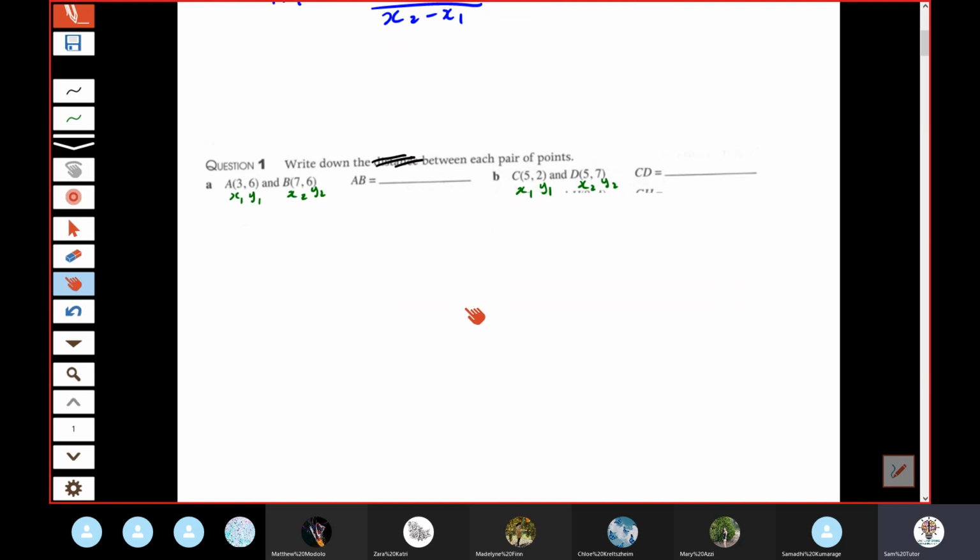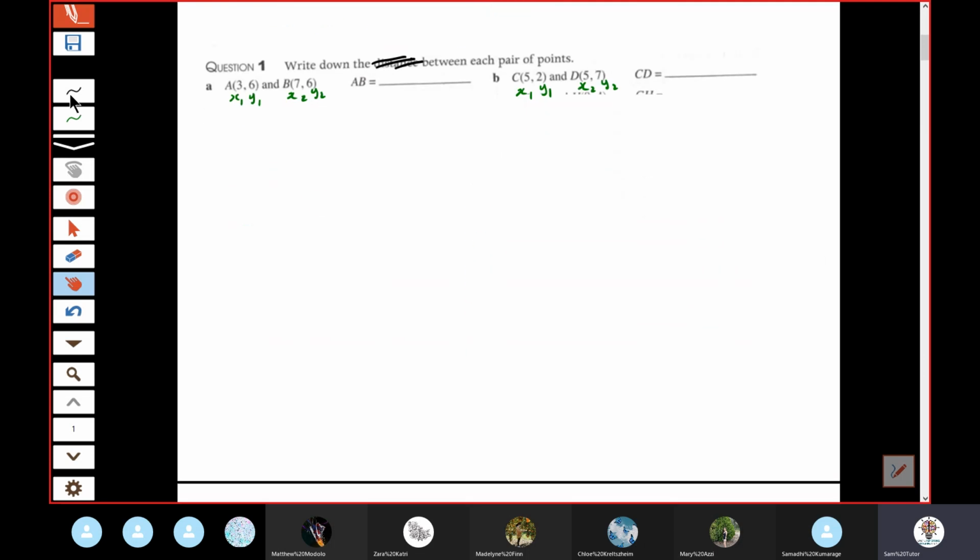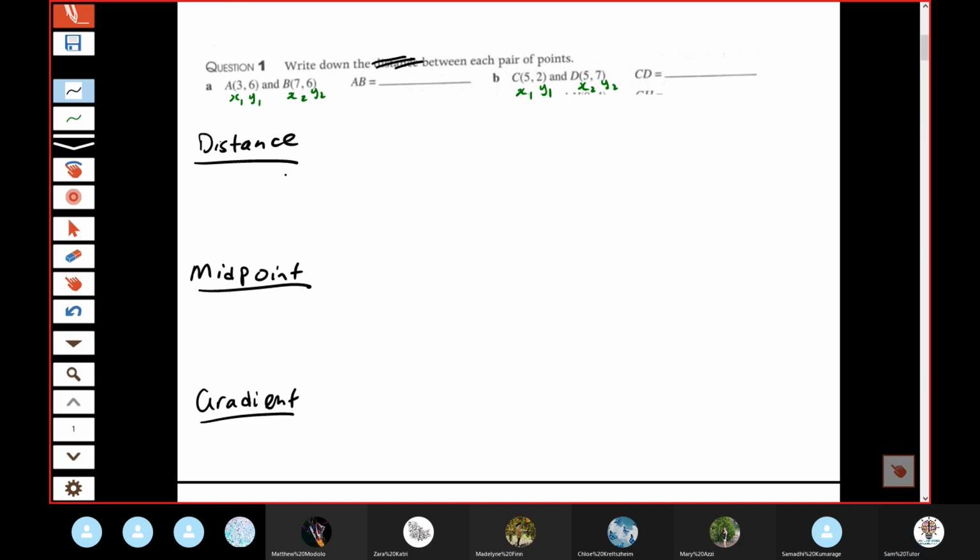So let me do these. We're going to do all three. Distance, midpoint, and then maybe I shouldn't write it like this. Let's write it like this. Distance, midpoint, and then we'll do the gradient. So this will be worth what, 6 marks in an exam? Each one's worth 2 marks.